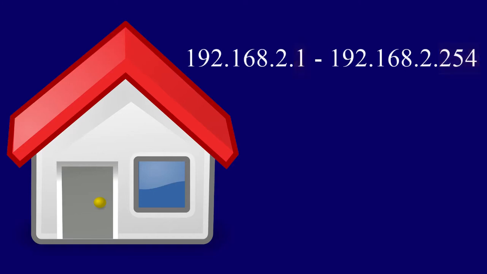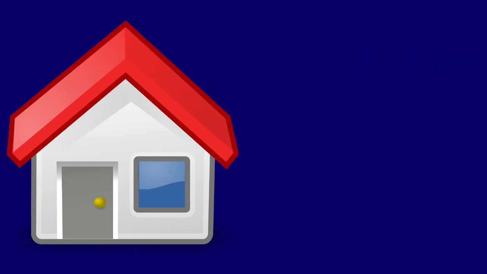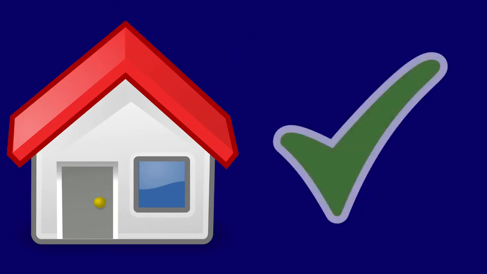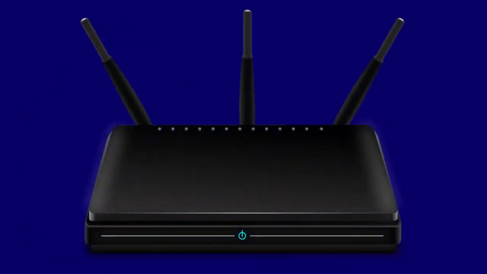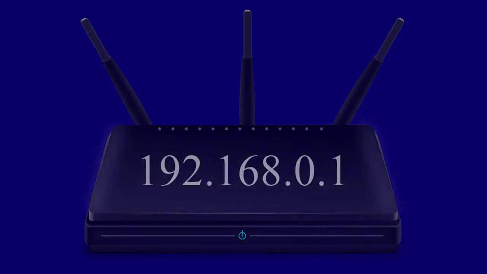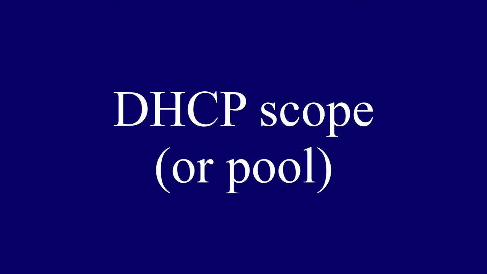Without getting bogged down in the details, IP addresses that start with 192.168 are one of a few IP ranges reserved for private use. This makes them ideal for home networks as they're designed for local use only and aren't routable over the internet. On a home network, the router will often use the first available IP address in its given range, for example 192.168.0.1.